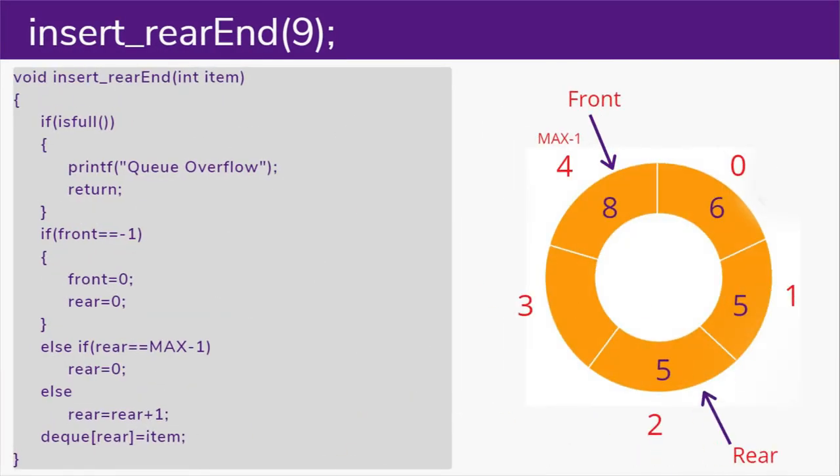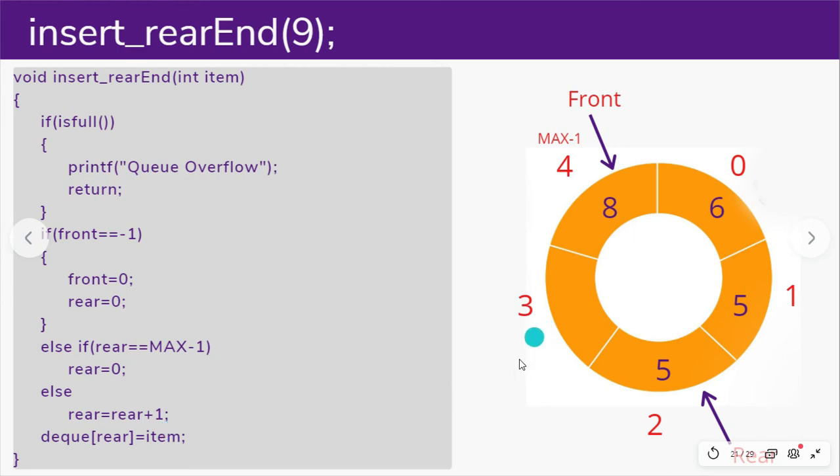So next we are going to insert the 9 using our rear end, okay. So rear is pointing to what? Second position or the second index, okay. So first we'll check the is full condition, but no, our queue is not full, so this condition is false. Next it would check our initial condition, if front equals to minus 1, but this condition is also false. Then it would go to the else part, it would check if rear equals to max minus 1, but this condition is also false because our rear is pointing to the second index. Then it would go to the else part and simply increment our rear pointer, okay.